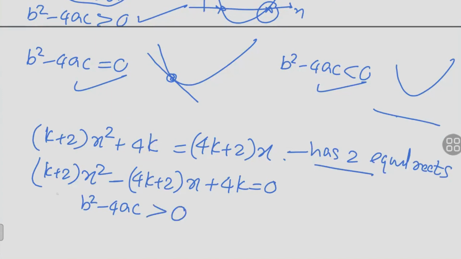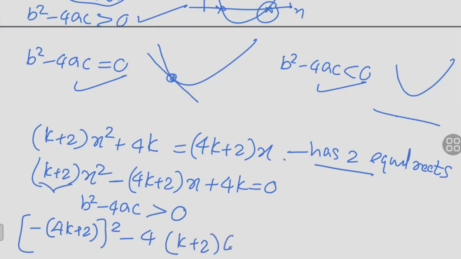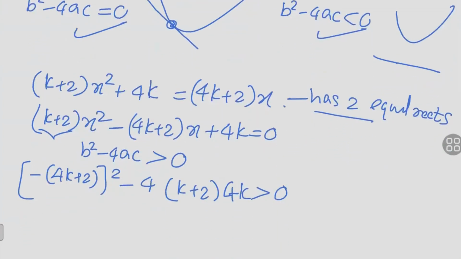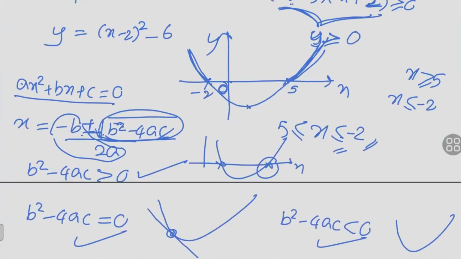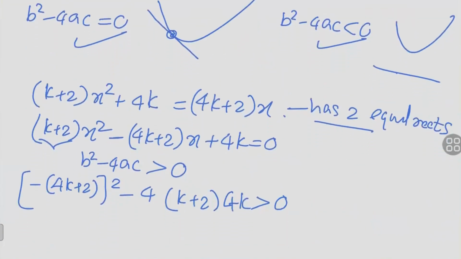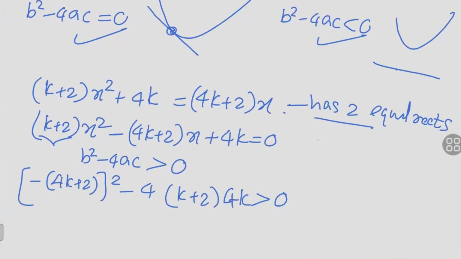So take greater than 0 for two roots. Then b is what? Minus 4 times k plus 2, whole thing squared, minus 4 times a, which is k plus 2, times c, which is 4k, greater than 0, right? Here also, the same way we did it before with y greater than 0, you get the k values. They ask for the set of values of k, right?